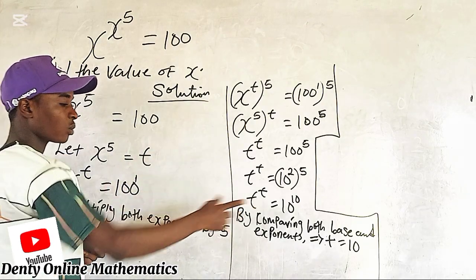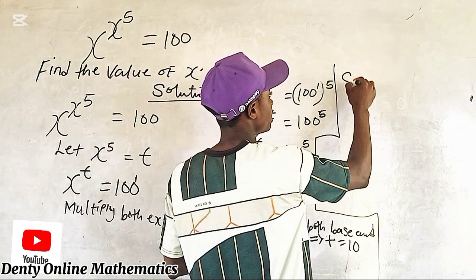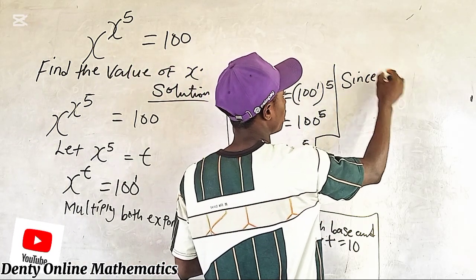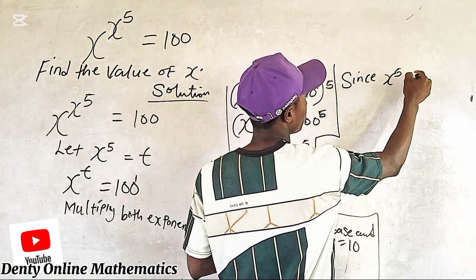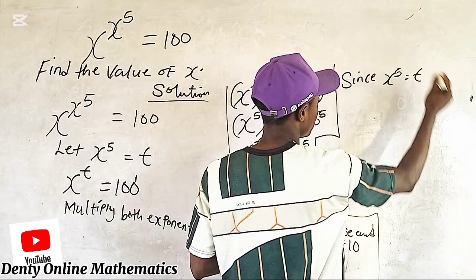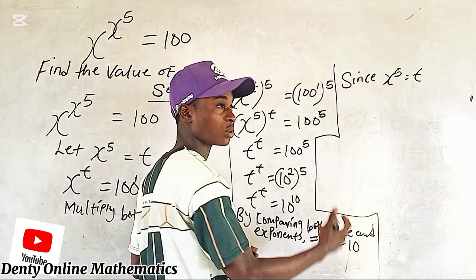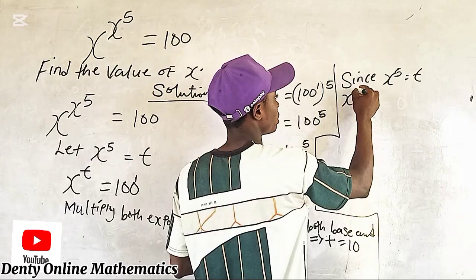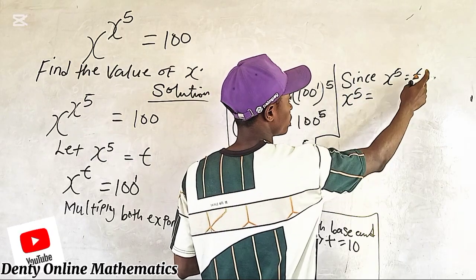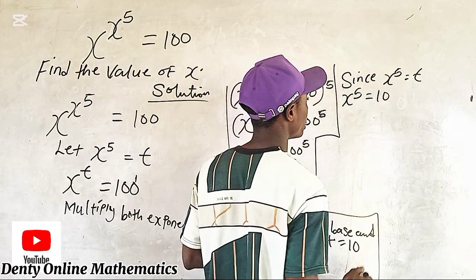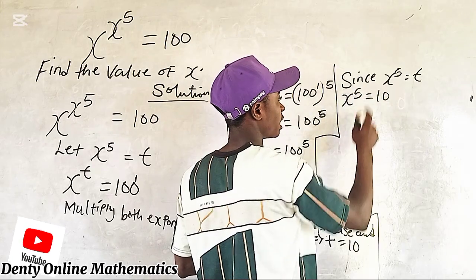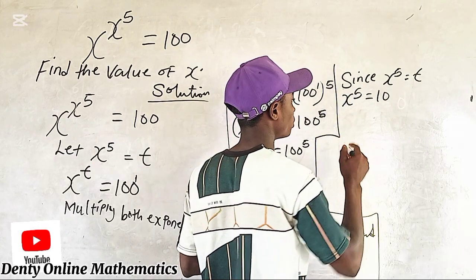And we know that t is equal to 10. So we can say, since x raised to the power of 5 is equal to t, and we know that t is equal to 10, x raised to the power of 5 will be equal to t, which is 10. So to have the value of x, we take the fifth root of both sides.